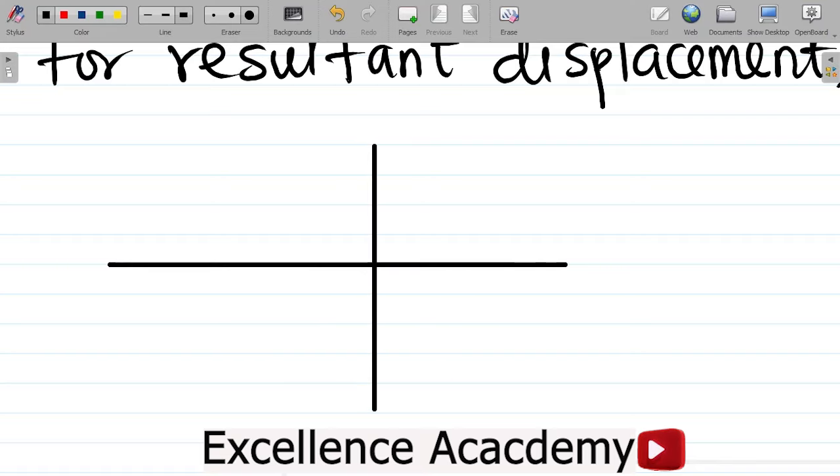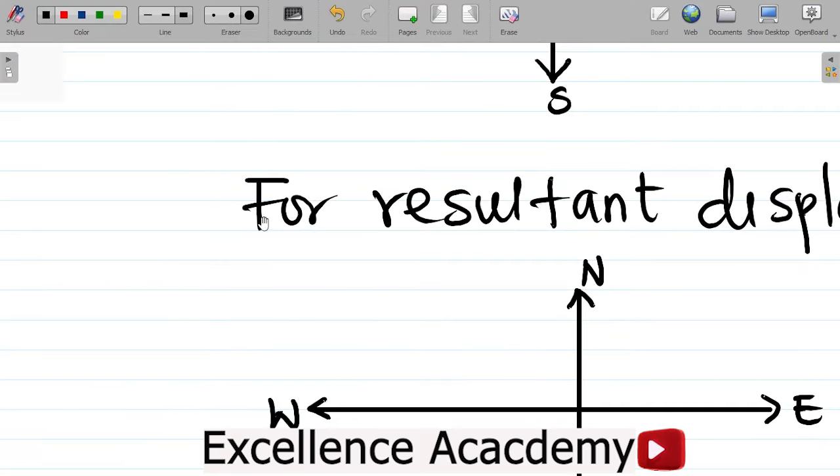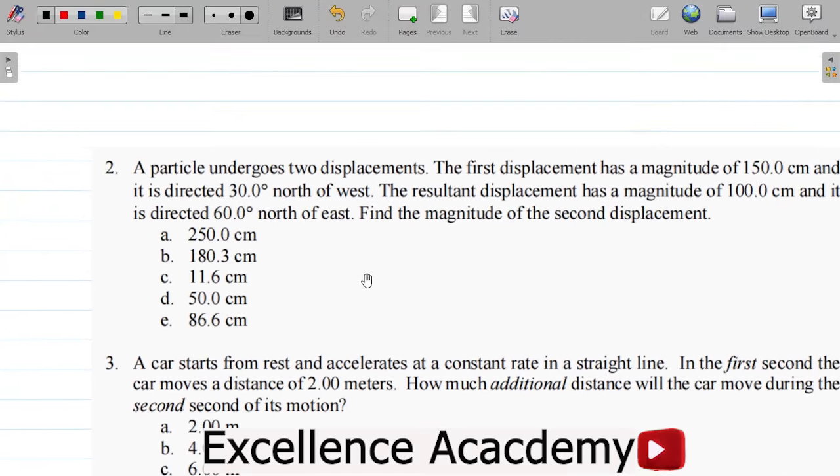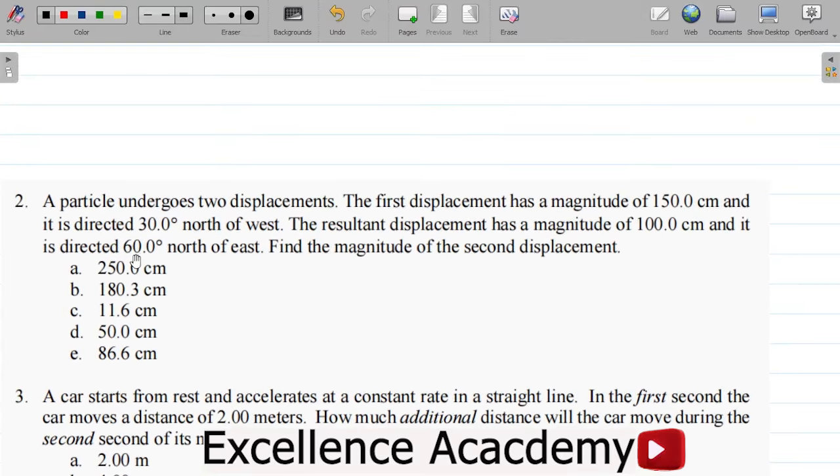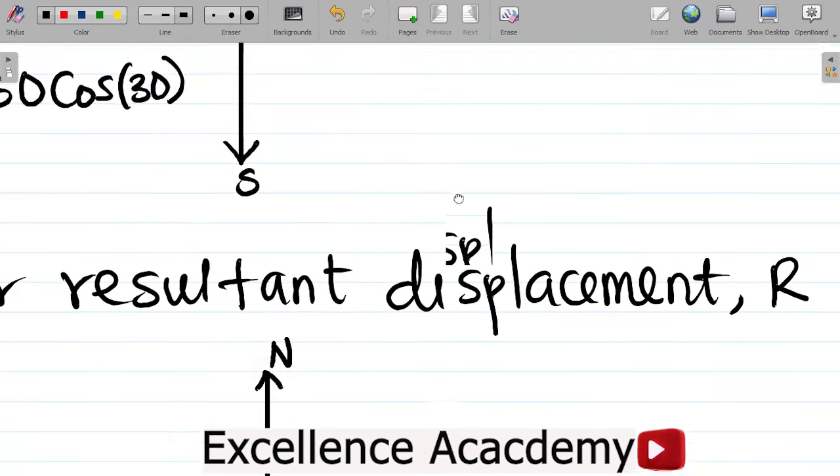Let's see. We have this. This is north. This is south. This is east. And this is west. Now, for the resultant, what's the direction there? They said the direction is 60 degrees north of east. So take note, north of east, 60 degrees.